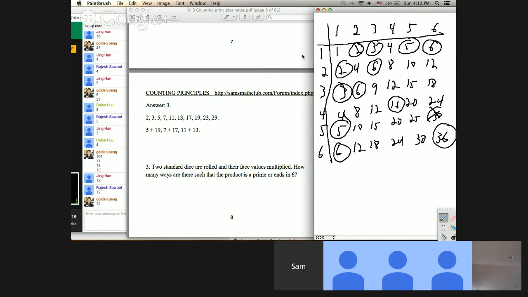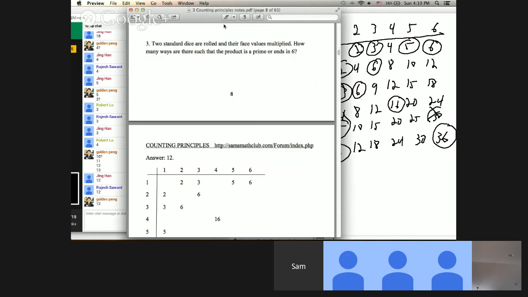Okay, so the answer is 12. If you count from the chart, it's better to list out the chart. It might take a little bit of time, but you'll be sure you get the answer. I've gone ahead and circled the numbers that are prime or end in 6. So 1, 2, 3, 4, 5, 6, 7, 8, 9, 10, 11, 12. You get your total of 12 ways.